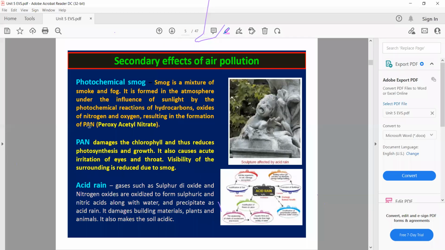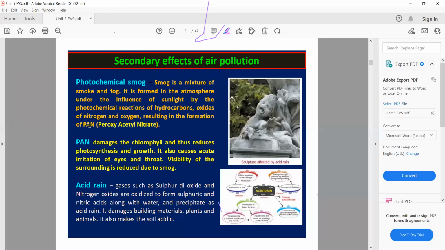Visibility of the surrounding is reduced due to smog. Until and unless there is clarity, we cannot see objects that are in front of us. But smog disturbs our visibility. If it is smoggy, we cannot see clearly.